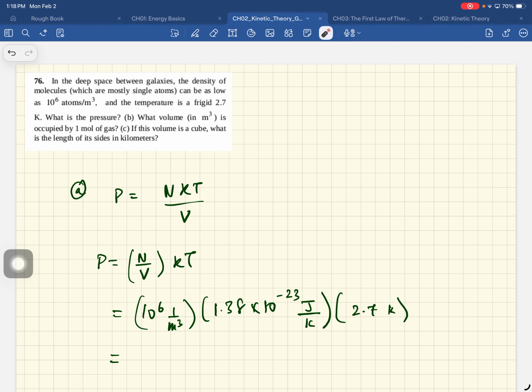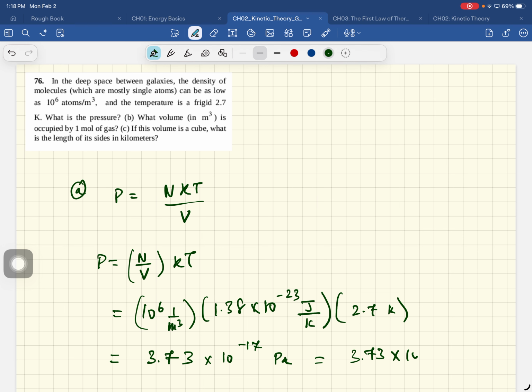So if you wanted 1 mole of gas in intergalactic space, the size of the cube would be 843 kilometers. 843 kilometers is roughly from here to Atlanta. That's the size of the cube you would need to have 1 mole of gas in intergalactic space. If you wanted 1 mole of gas in this room, what is the volume you would need? 22.4 liters. That's roughly 6 gallons.